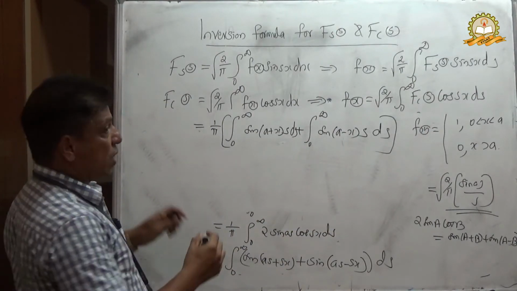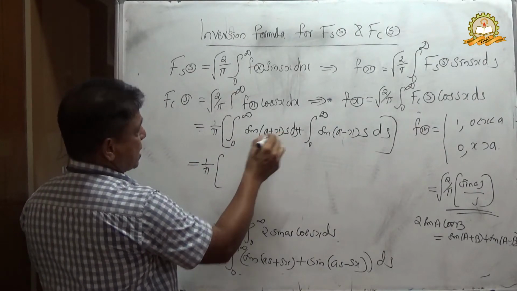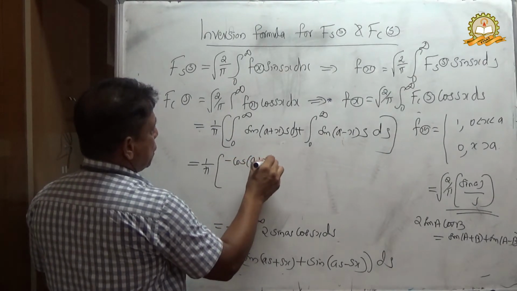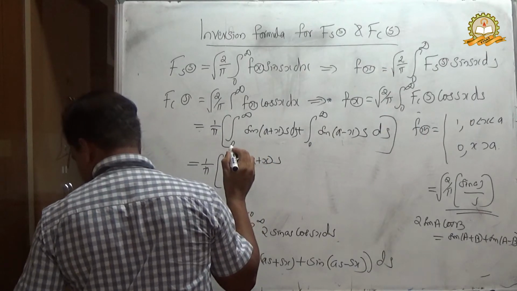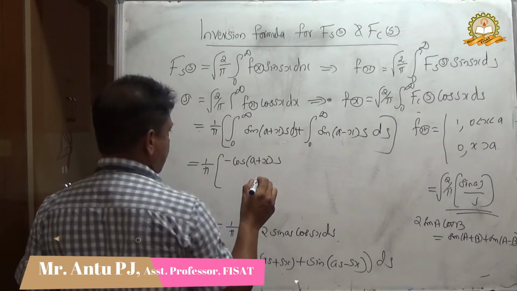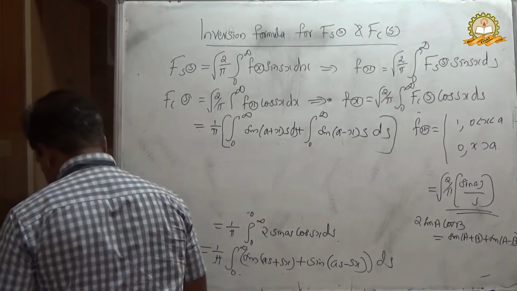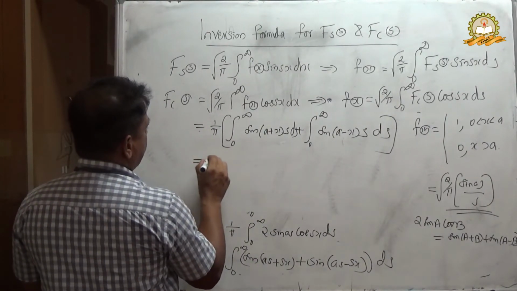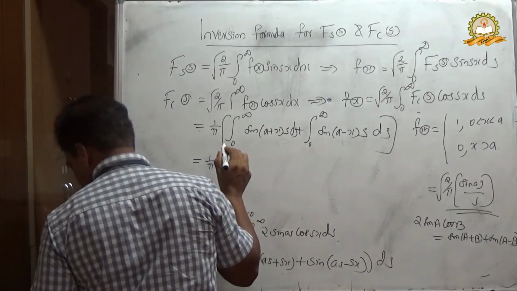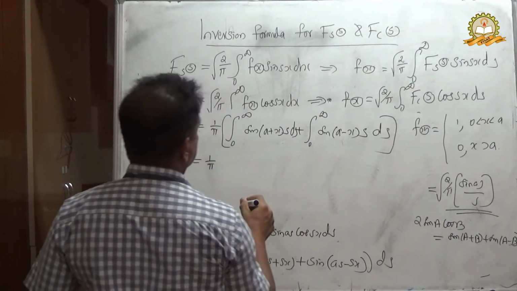Then we can integrate one by one. Integrating 1 by pi sin (a plus x) s, the answer is minus cos (a plus x) s. That is, we can split into two terms. The first term is 1 by pi, 0 to infinity sin (a plus x), 2 sin as into cos sx.